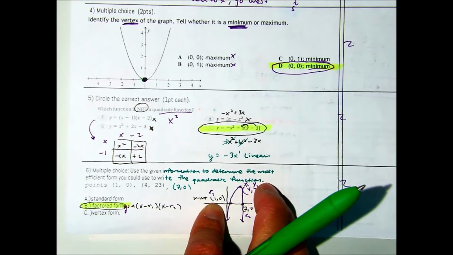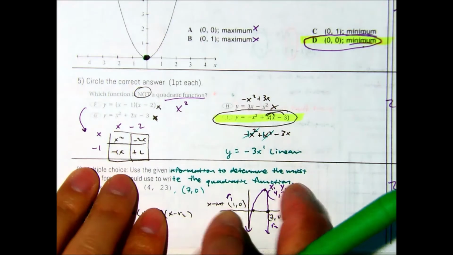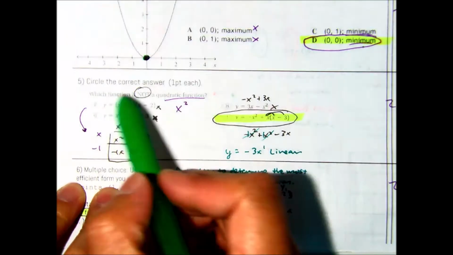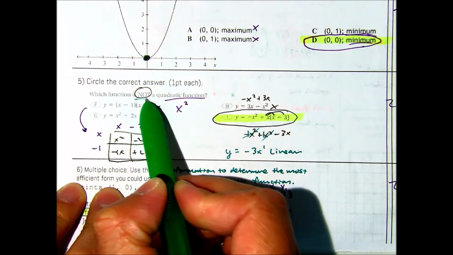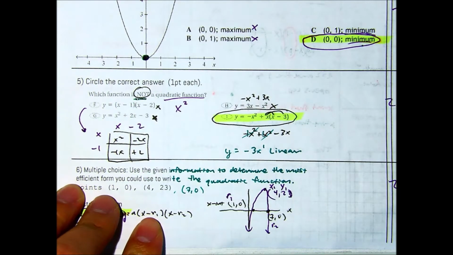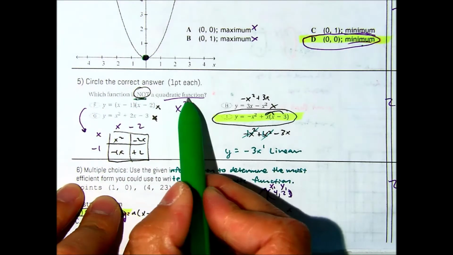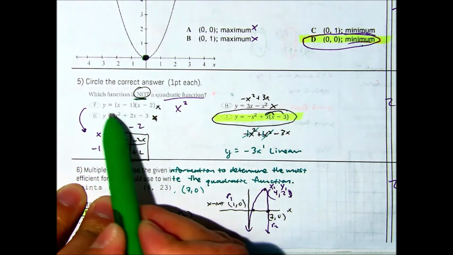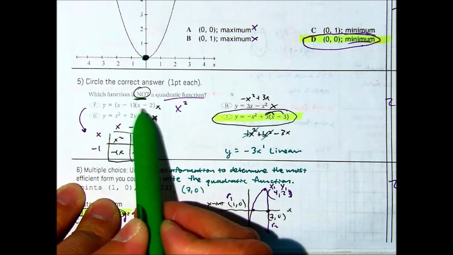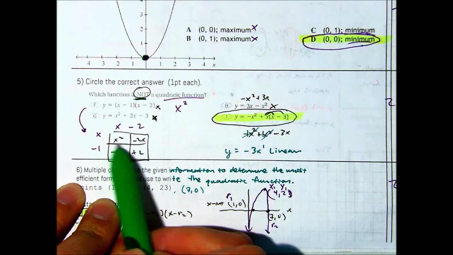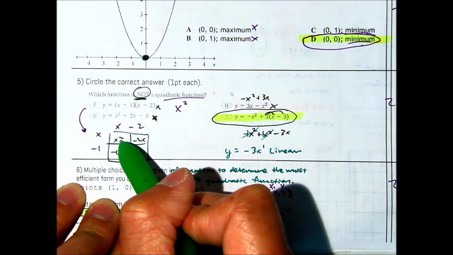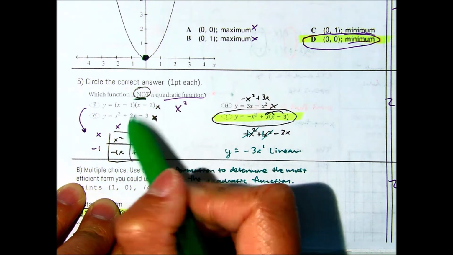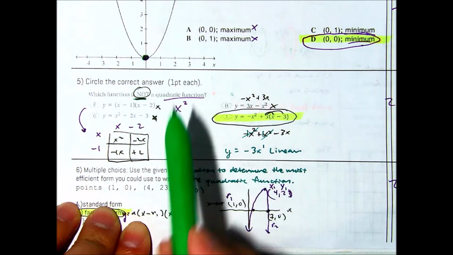Question number 5. Circle the correct answer. Which function is not a quadratic function? A quadratic function basically means it has a power of 2. If you take f and multiply those by FOIL or the box, you'll notice that you have an x squared. So that is a quadratic function. We're looking for one that's not a quadratic function.